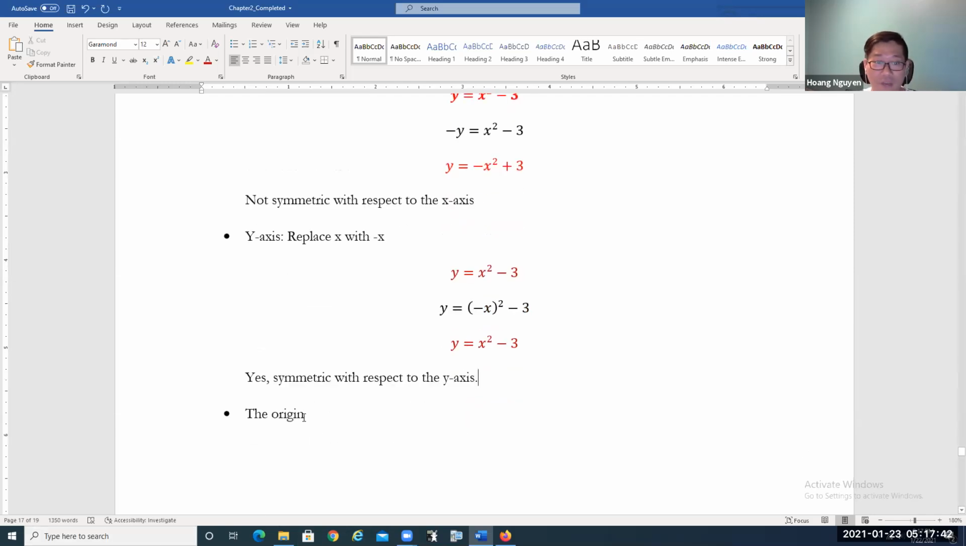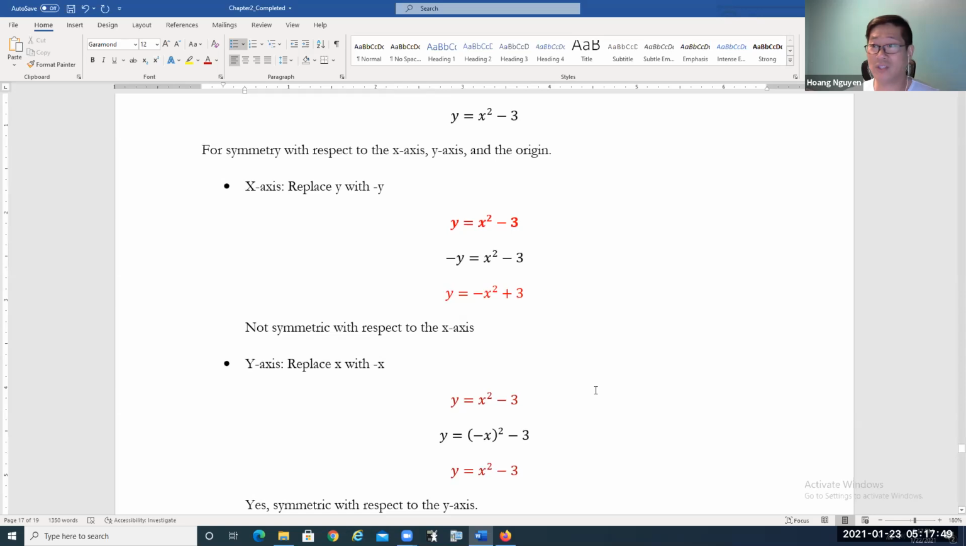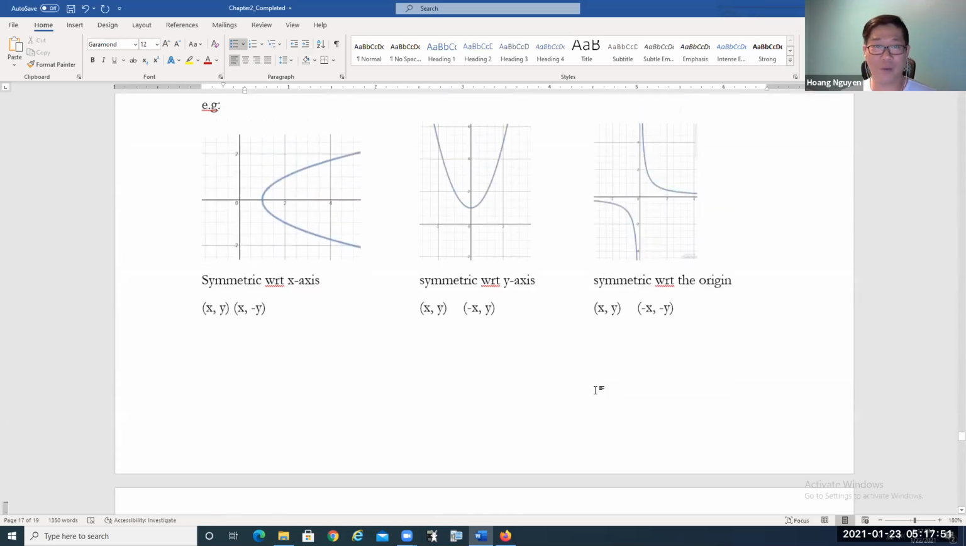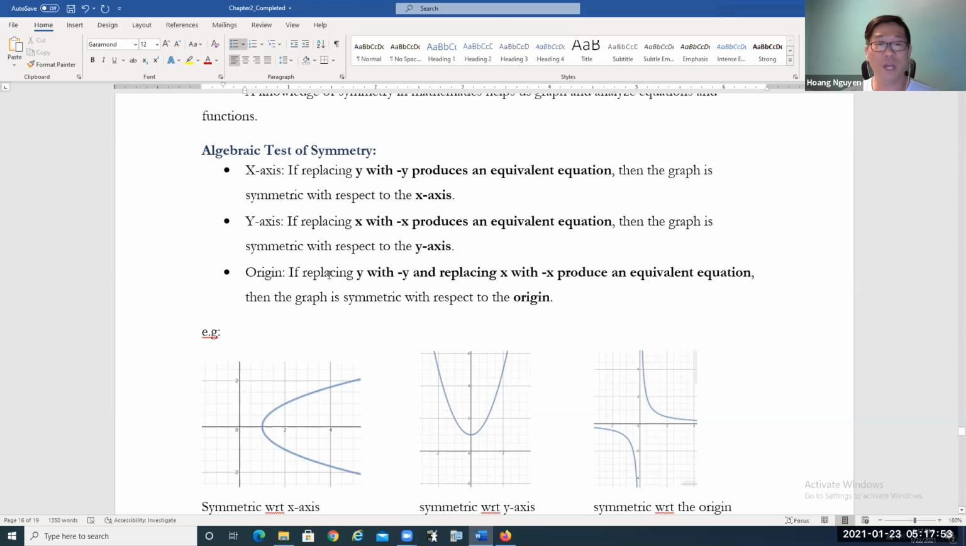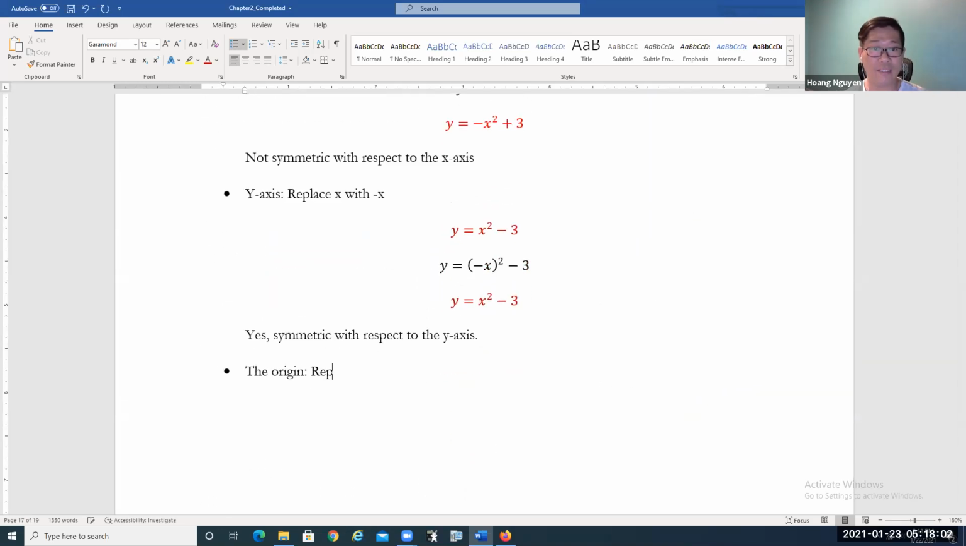Now, for the third case, we're going to check for the origin. How can we determine if this equation is symmetric with respect to the origin? Let's take a look at the summary one more time. For the origin, we replace y with negative y and x with negative x, and then we double check whether we have an equivalent equation.